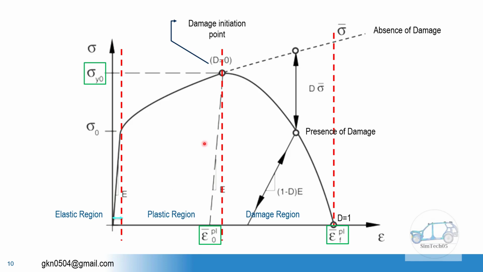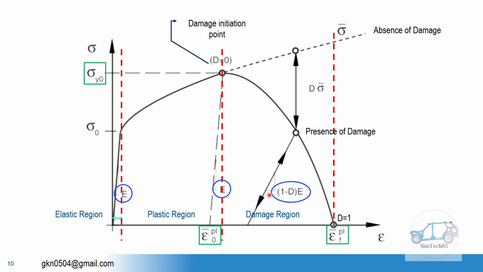But once we reach the damage initiation point and move further, the Young's modulus of the material starts decreasing as per this simple equation: (1 - D) times Young's modulus. Here you can see at these three points the Young's modulus remains E. Here also, up to the plastic point, Young's modulus remains E, but here the Young's modulus decreases. So you can see the difference in the slope. This line represents the Young's modulus of the material within the damage region.